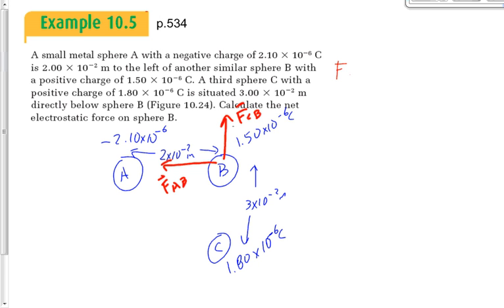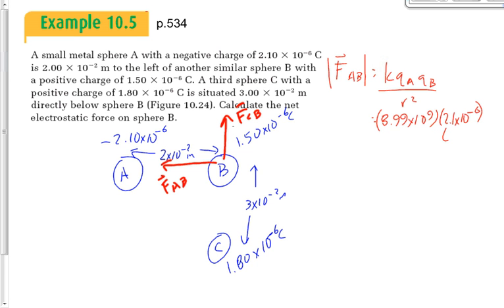Let's say FAB is k QA QB over R squared. It's 8.99 times 10 to the 9 times 2.1 times 10 to the minus 6 times 1.5 times 10 to the minus 6, divided by 2 times 10 to the minus 2, and we can't forget to square that. It becomes a little bit ugly with that exponent there. What do we get when we do the math on that one?